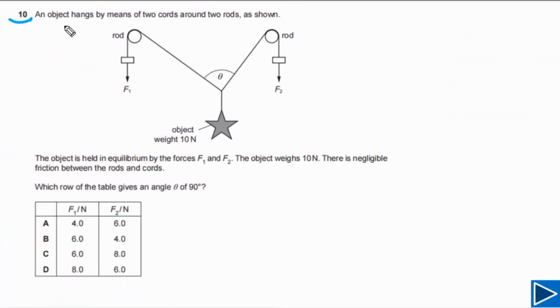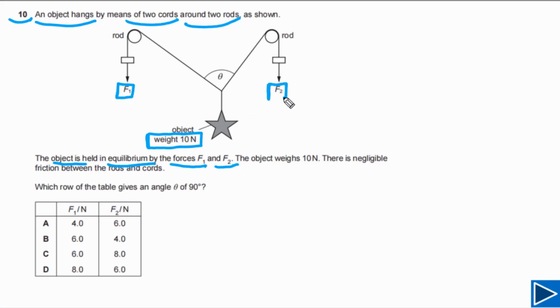For question number 10, we are given an object hanging by means of two cords around two rods, as shown in this figure. The weight of the object is 10 newtons. It is also given that the object is held in equilibrium by the forces F1 and F2. This force is F1 here and this force is F2. The friction between the cords and the rods is negligible.